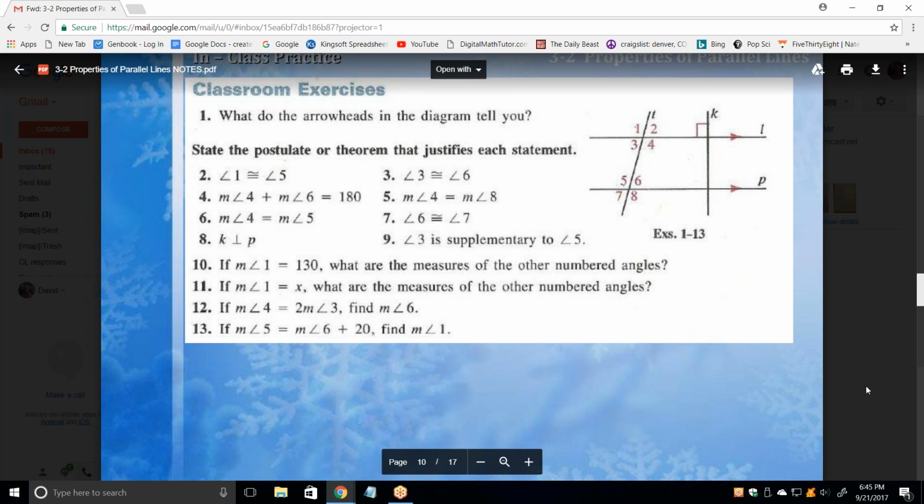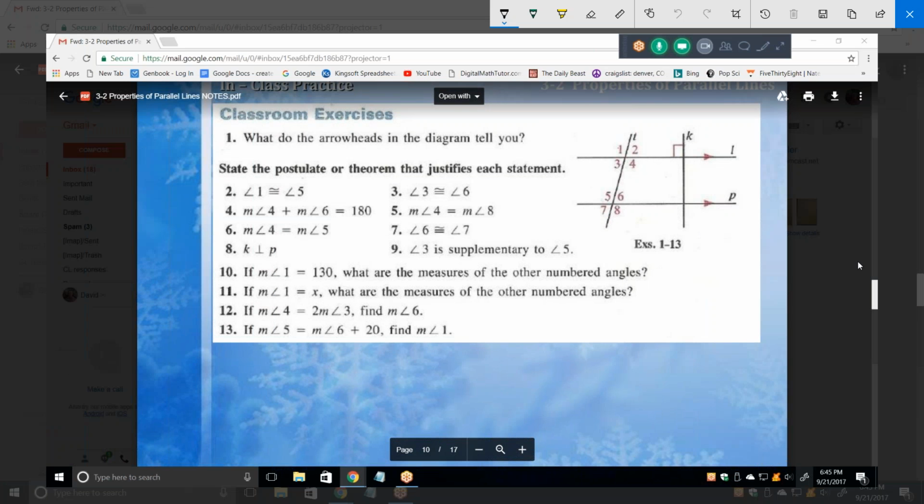I guess there's one more we didn't do there. If angle 5 is equal to the measurement of angle 6 plus 20, find angle 1. Oh, actually, we didn't even answer the previous one correctly. We solved for angle 3 and 4, but it asked about angle 6. So angle 3 was 60 degrees, angle 4 was 120. What's angle 6?